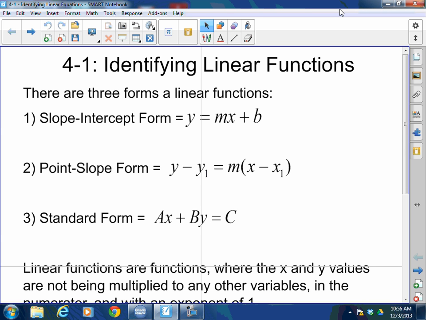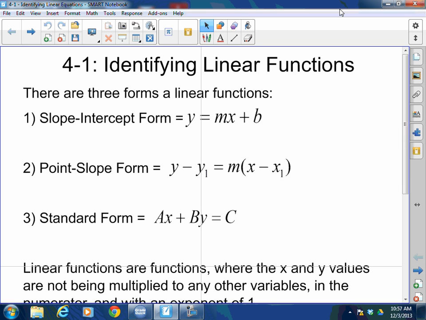Today we're going to continue with functions, and we're going to focus in on one type of function, which is called a linear function. For chapter 4, we're going to talk all about linear functions: how to write them, how to graph them, how to write equations, how to apply them in word problems, all that good stuff.